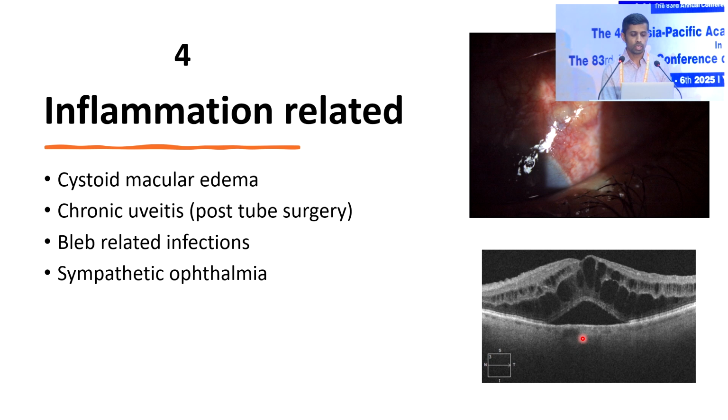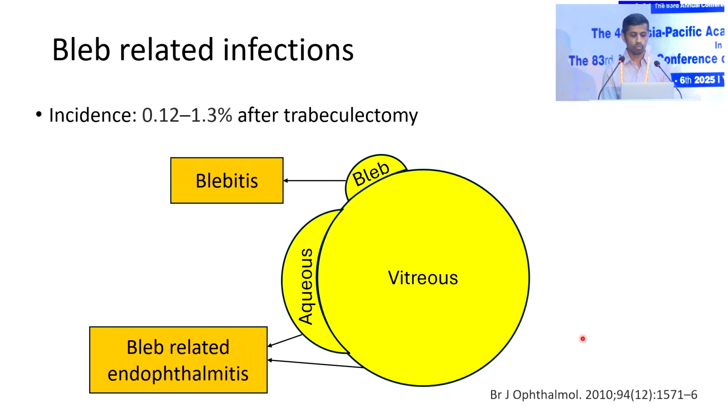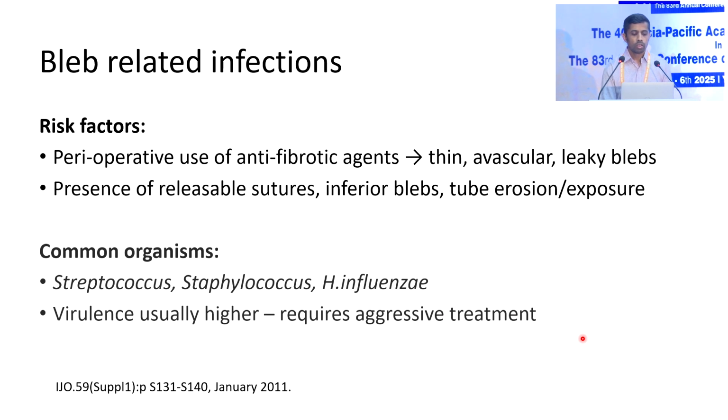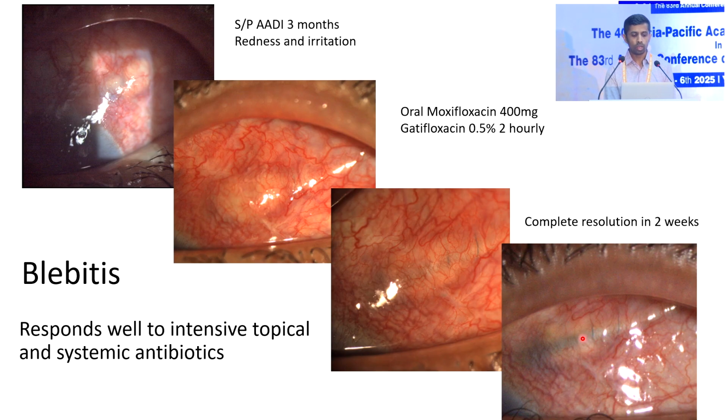Coming on to the last complication, the inflammation-related complications, I'll be dealing only with bleb-related infections. The incidence is around 0.1 to 1.3% after trabeculectomy. If only the bleb area is involved, it is called blebitis. If the infection spreads to the aqueous and the vitreous, it is known as bleb-related endophthalmitis. Risk factors include perioperative use of antifibrotic agents which lead to thin avascular leaky blebs, presence of releasable sutures, inferior blebs, tube erosion or exposure. Common organisms implicated are Streptococcus, Staphylococcus and H. influenzae, and they are usually highly virulent.